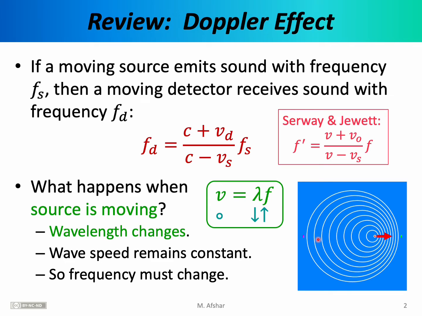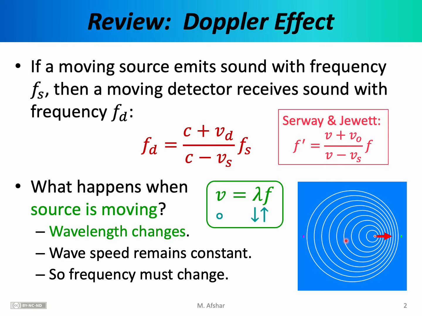Behind the source, on the other hand, the separation is increasing. Remember that the separation between two of these circles is the wavelength. Therefore, the separation is increasing, the wavelength is increasing, and consequently the frequency that is detected behind the source must decrease. It turns out that this change in the separation between wavefronts is not just responsible for the Doppler effect, it's also responsible for a different phenomenon known as shock waves.